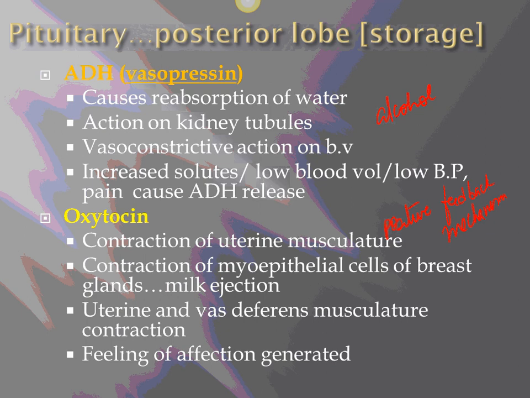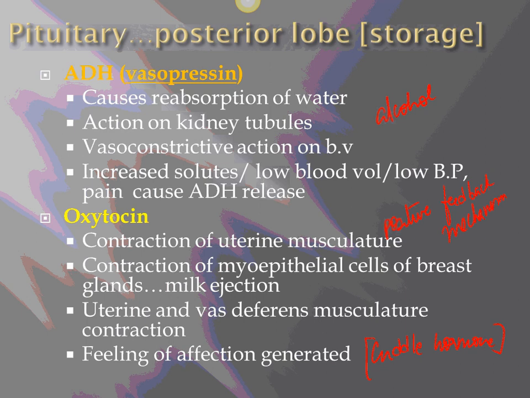Because if you do a search on oxytocin, instead of talking about the uterus, most often it will talk about what is called the love hormone or the cuddle hormone. So that's another name given for it. Oxytocin has been linked to the generation of feelings of affection.